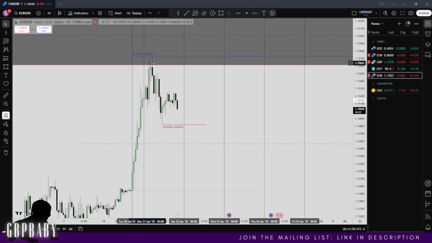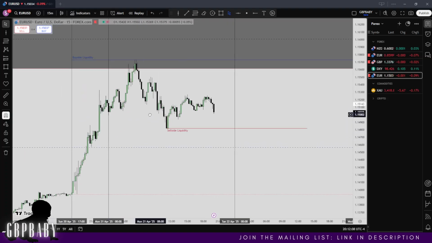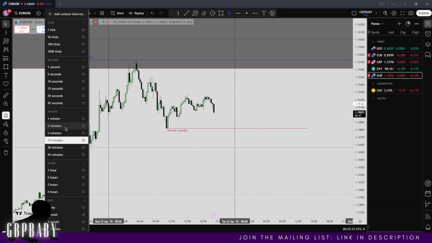Why? Because I'm convinced we're not finished yet. And if we aren't finished yet, the 50% level should be respected and we should get a reversal on the back of that. So yeah, tomorrow's going to be very telling of that. But I do believe it's just marching back down to equilibrium.